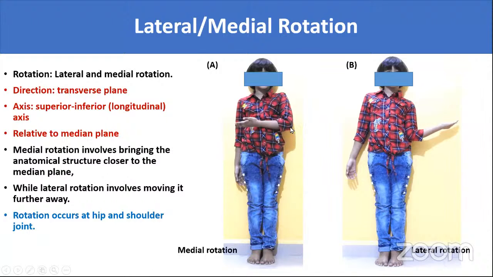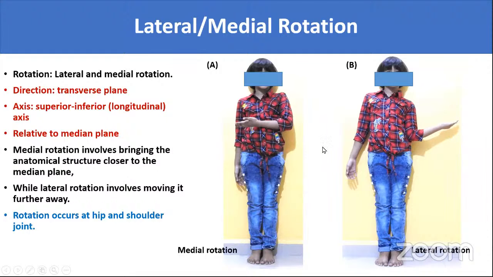So when you bring the body part close to the median axis, then this type of rotation is called medial rotation. When you move the body part away from the median plane along the transverse direction, then this type of movement is called lateral rotation.